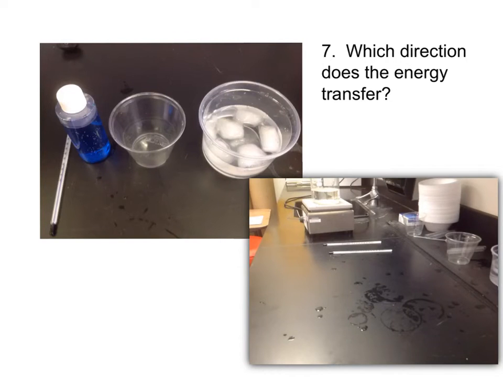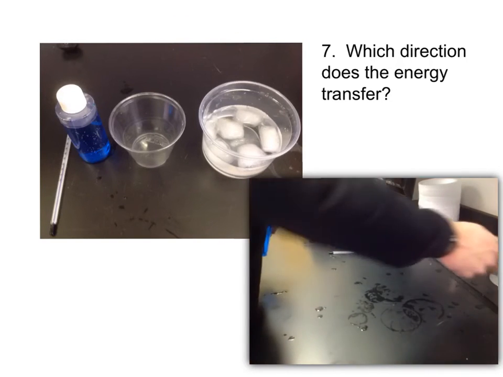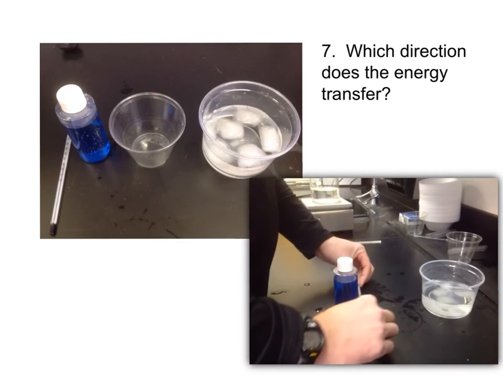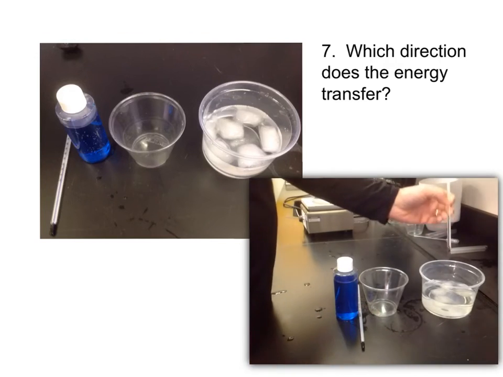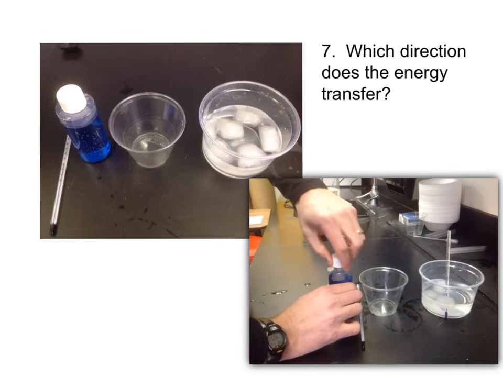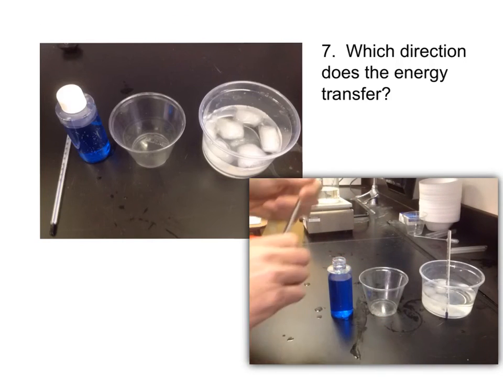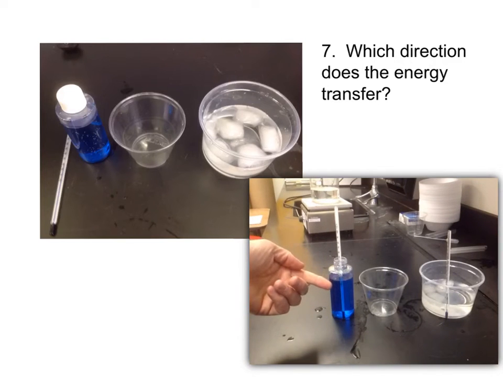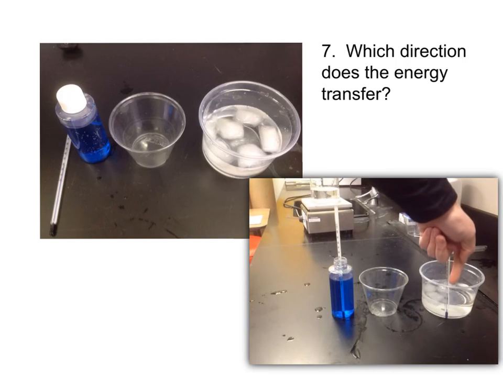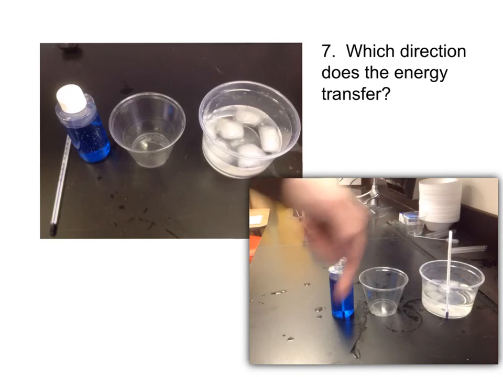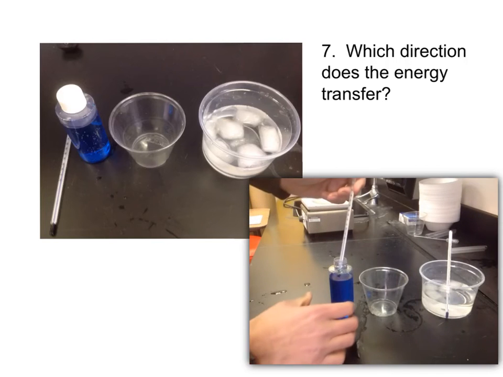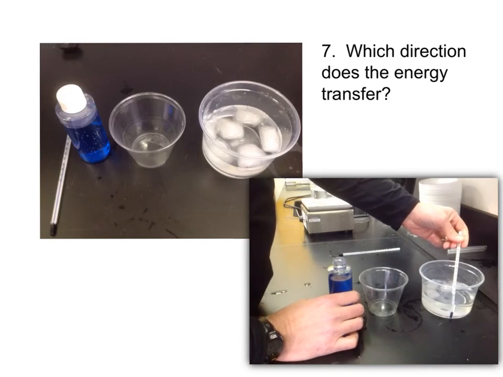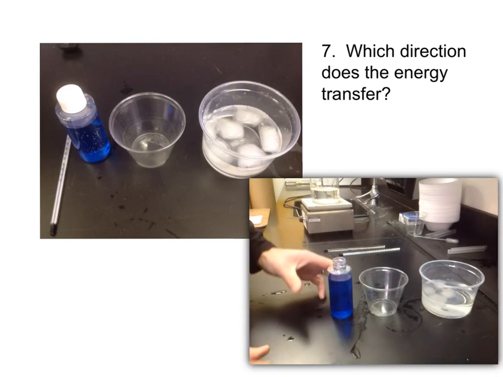Number 7. What we have here is something similar to what we did in class. I'm going to mix some liquids together. Before, I asked you, was energy being transferred from the blue to the ice bath, or from the ice bath to the blue? Well, now we're going to say, okay, this one's at 15 degrees Celsius now. This one's at 5. So 5 and 15.